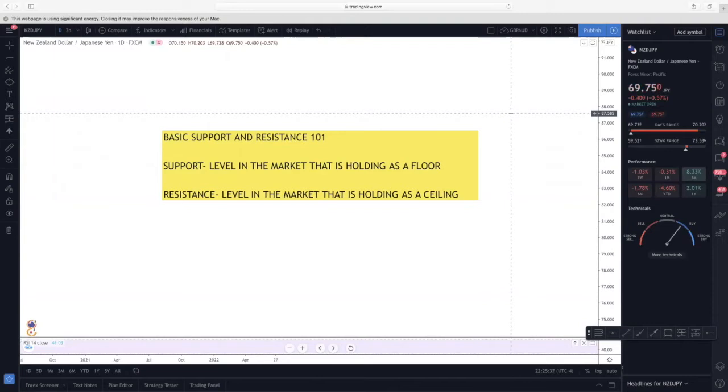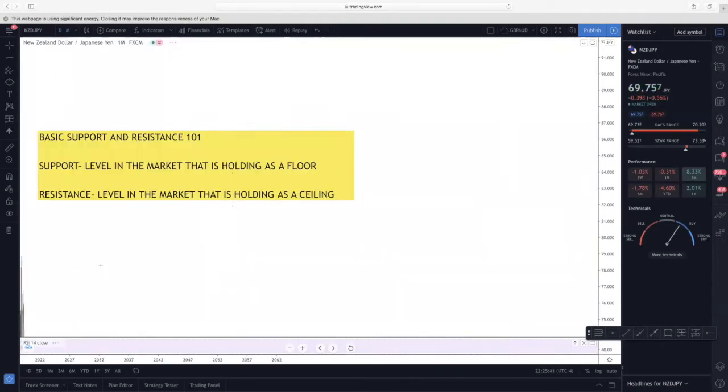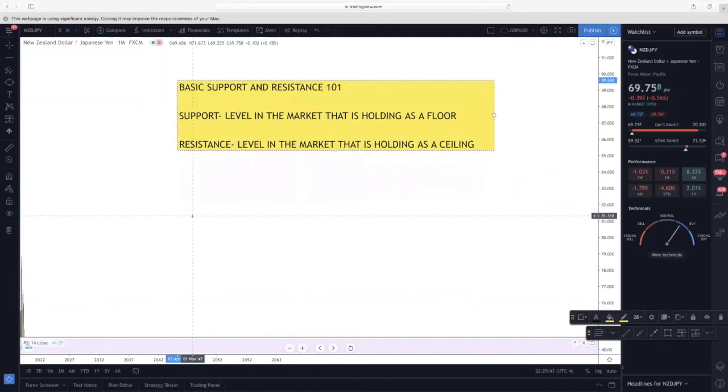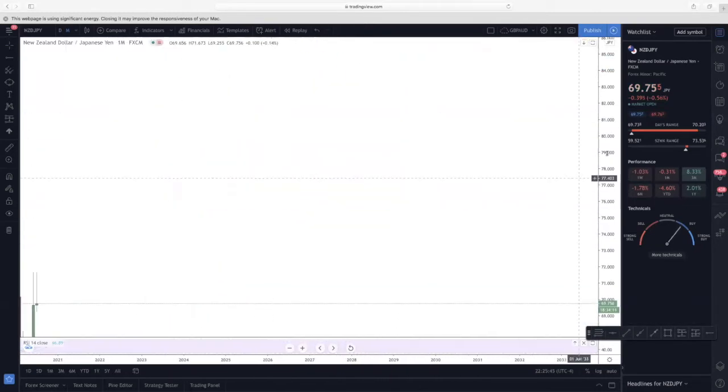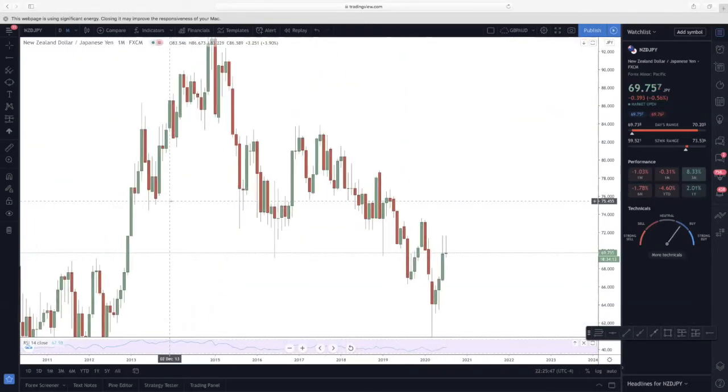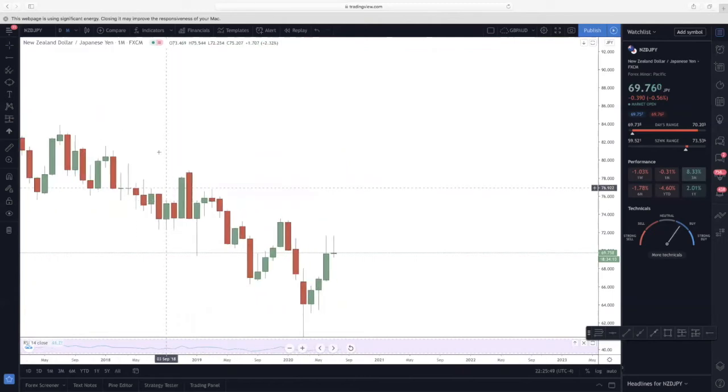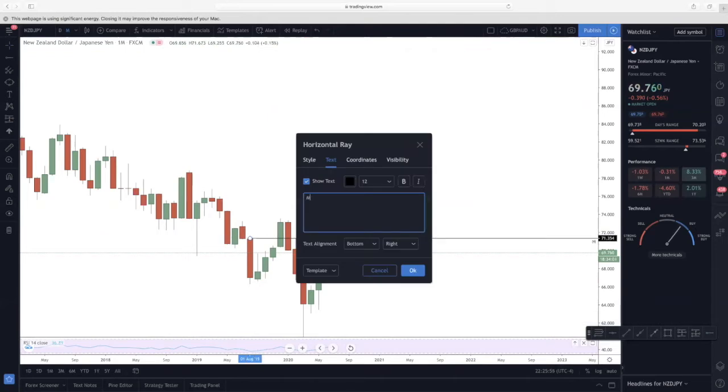So what I'm going to do is show you guys how to mark up basic support and resistance on this NZD chart right here, right? Like I said, it's pretty much self-explanatory, and then I'll leave you guys some rules. So, first thing I noticed right here, you've got some monthly level. So what you want to do is name this a monthly resistance level.